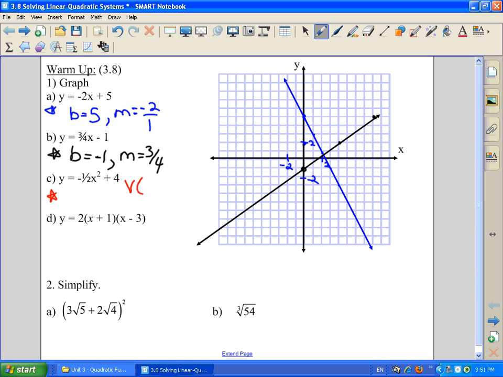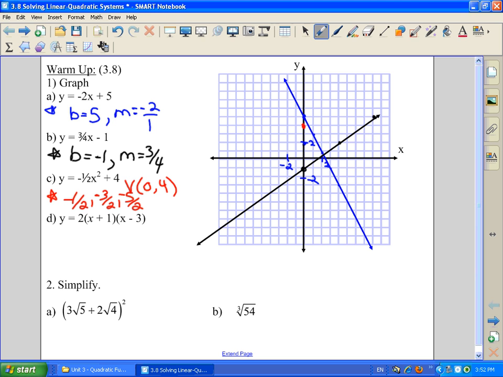Our vertex, ladies and gentlemen, is (0, 4). And if we apply the step pattern, which is a times 1, 3, 5, we're going to have -1/2, -3/2, and -5/2. Okay, so we plot our vertex, which is at (0, 4). 1, 2, 3, 4.